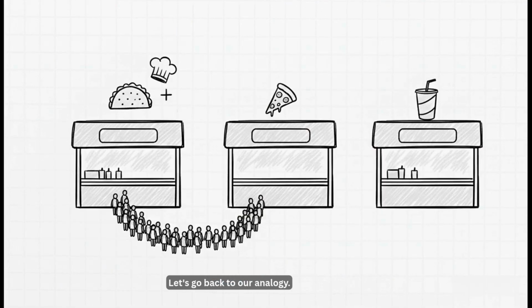Let's go back to our analogy. We're not in that one big restaurant anymore. We're in a modern food court. If the taco stall gets a huge line, they can just add more staff and another grill, right?